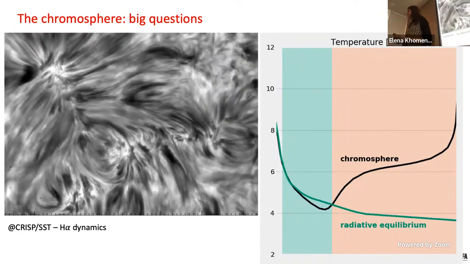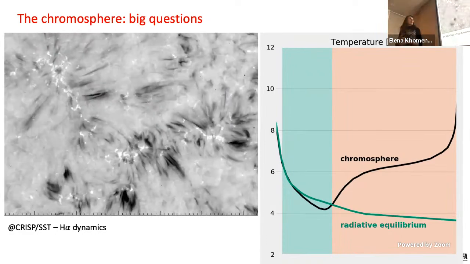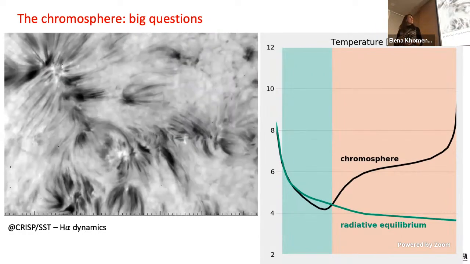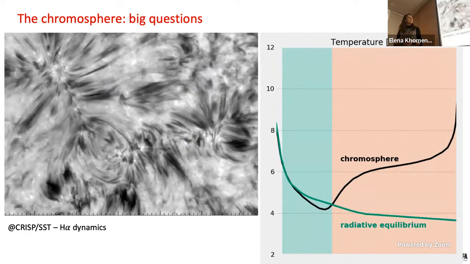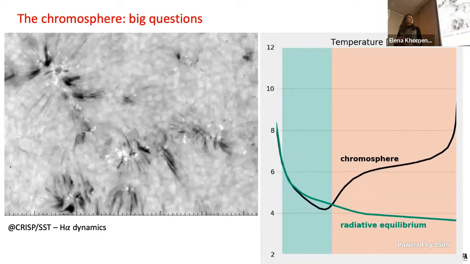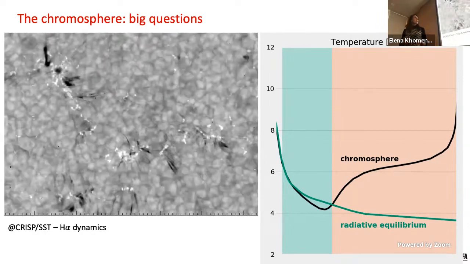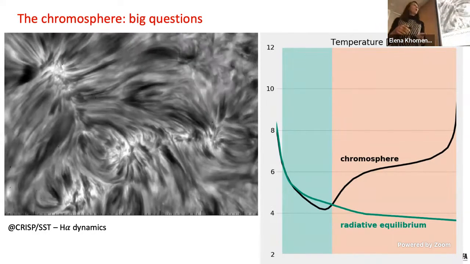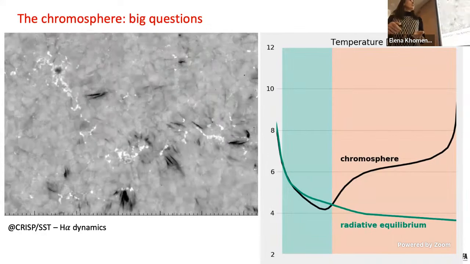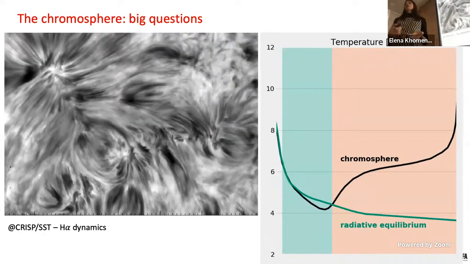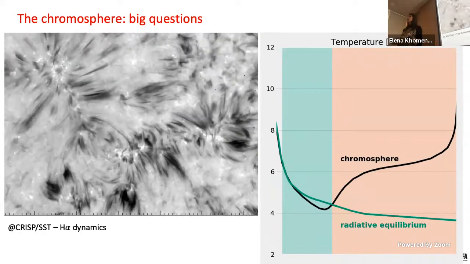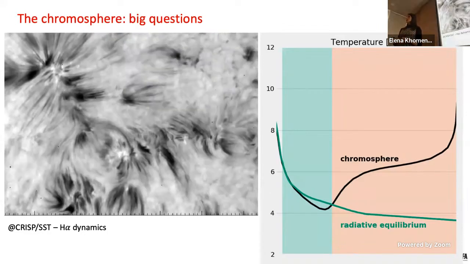So we have a rise of the temperature in the chromosphere. But if this atmosphere was in thermodynamical and radiative equilibrium, we should have something like a green line here. And this difference needs to be explained somehow. So we know that this cannot be supplied by the radiative energy. So this needs to be supplied by some mechanical energy or some magnetic energy.